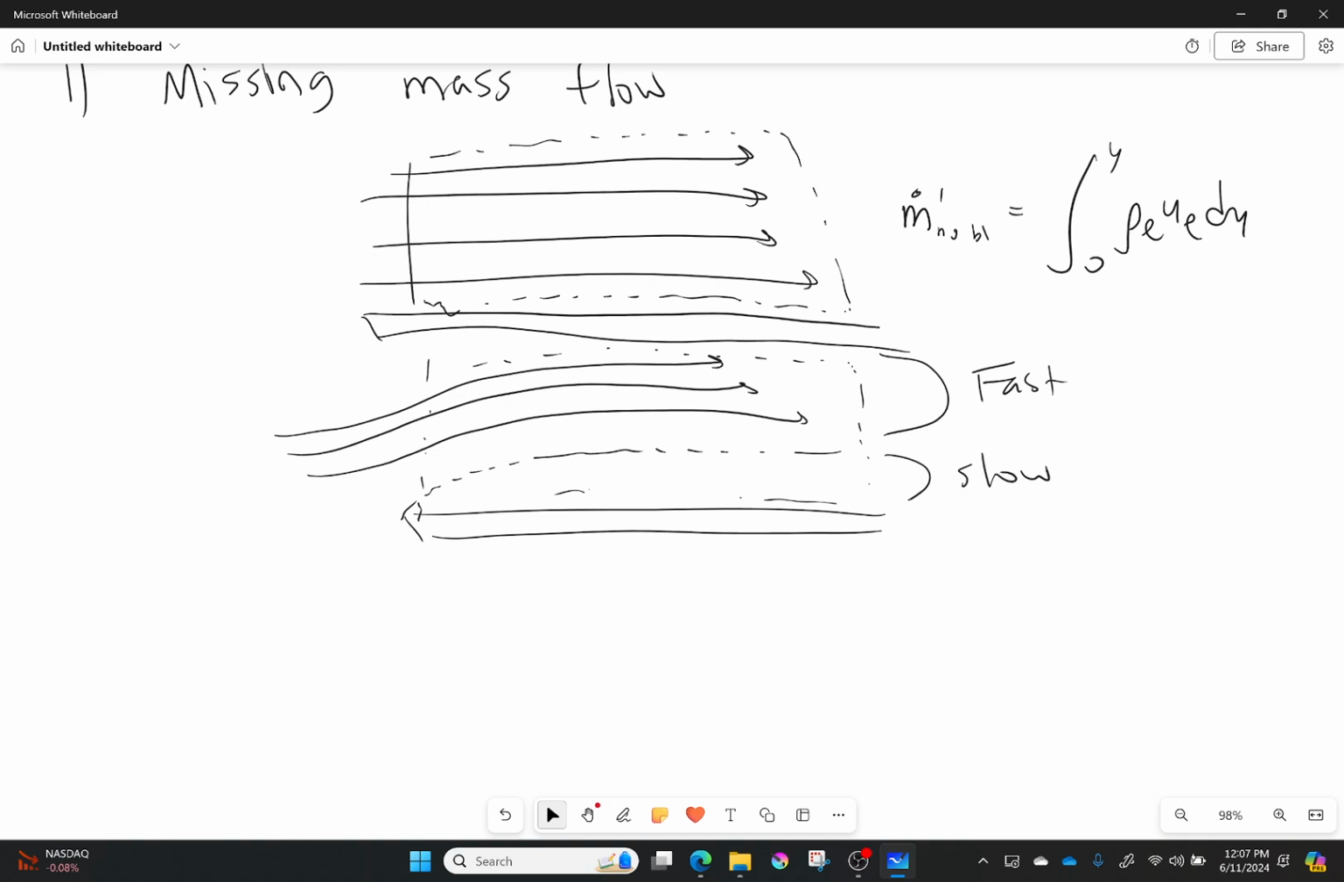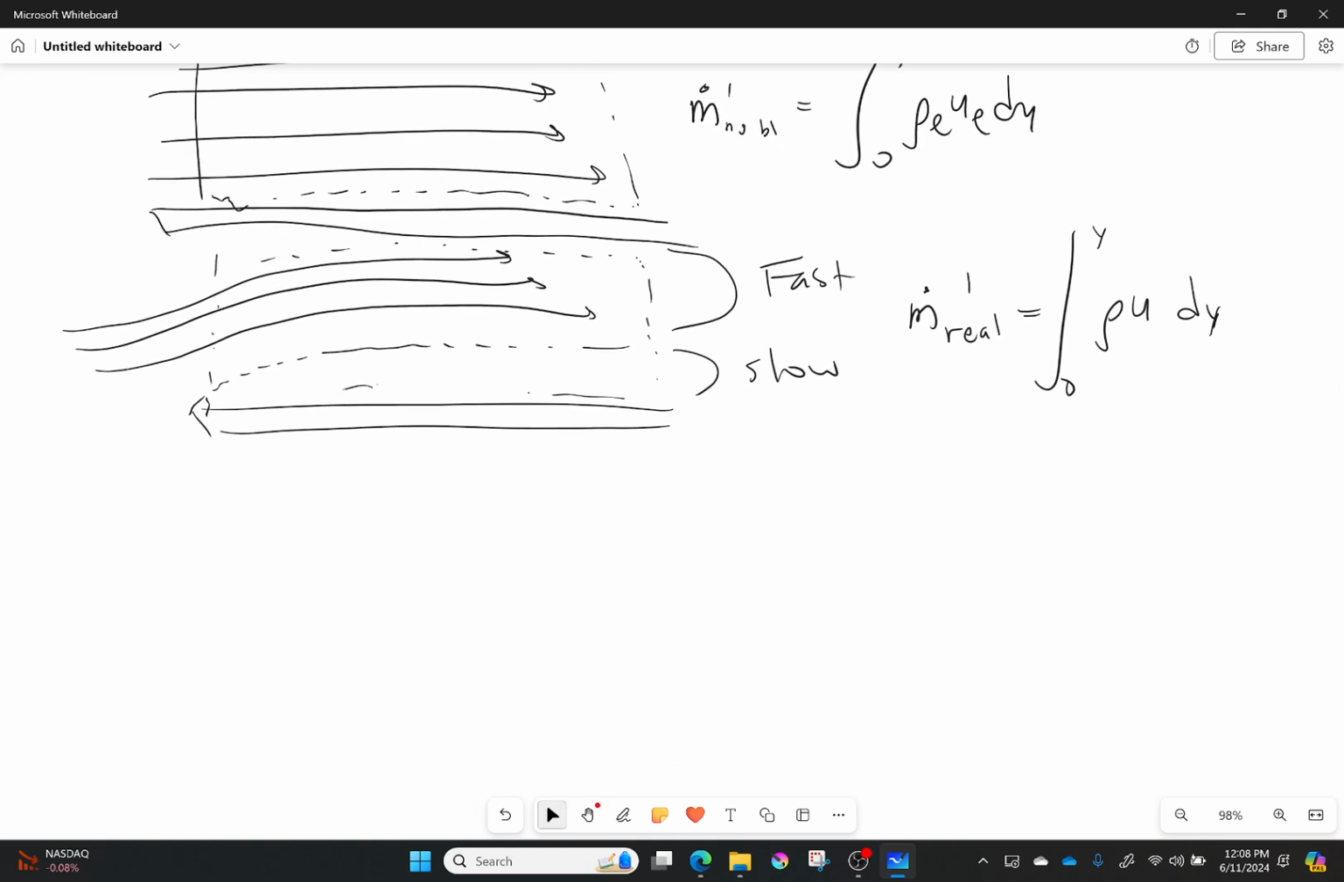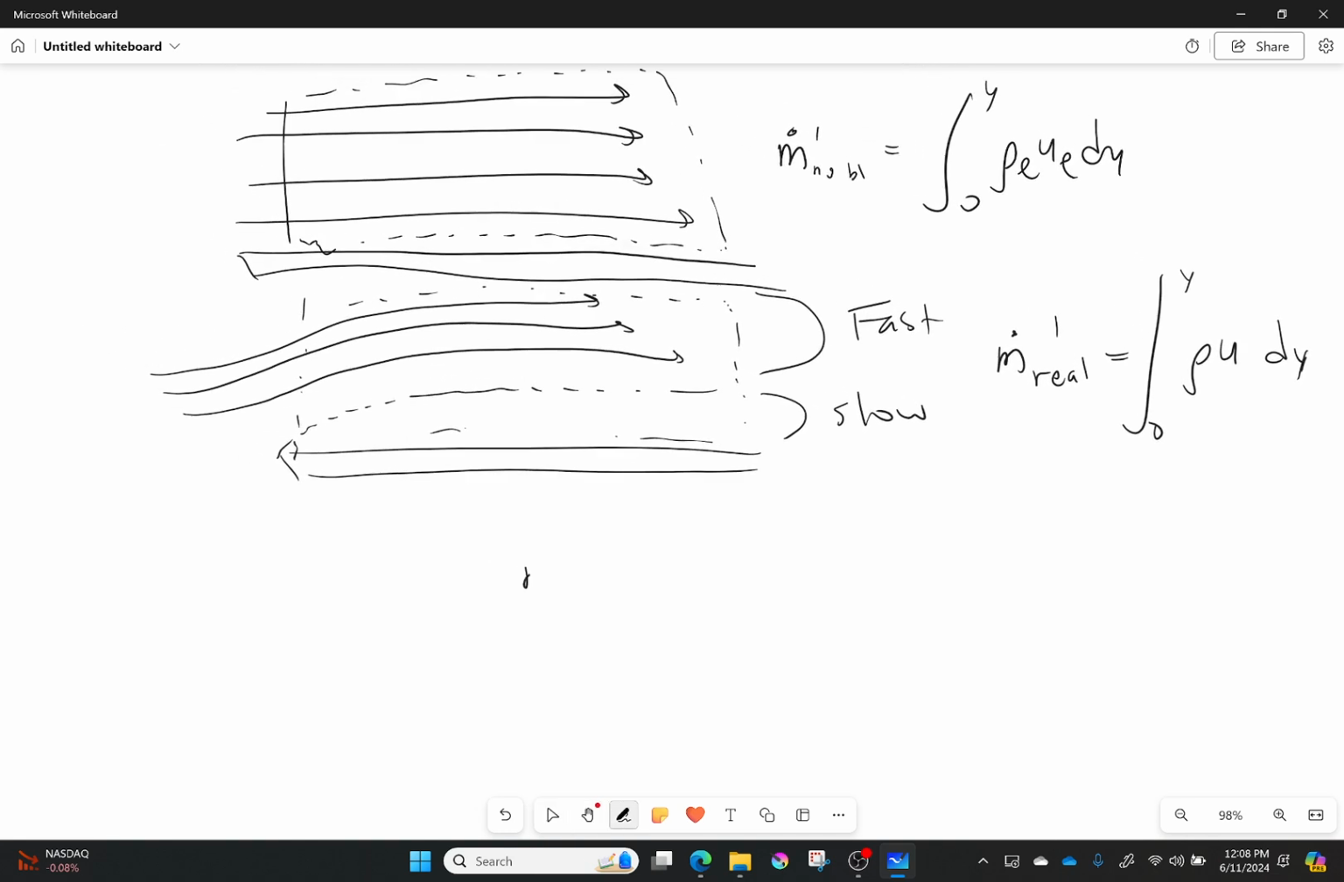And so my mass flow rate in the real case, I can rewrite that. It's going to look almost the same. Let's call it m dot prime real. It's equal to the integral from 0 to y, and for this one, I'm just calling it rho and u. This is the real density and the real velocity right there. So if I wanted to, I could take the difference between these because I know there's a difference here. My mass flow rate real is less than my mass flow rate with no boundary layer.